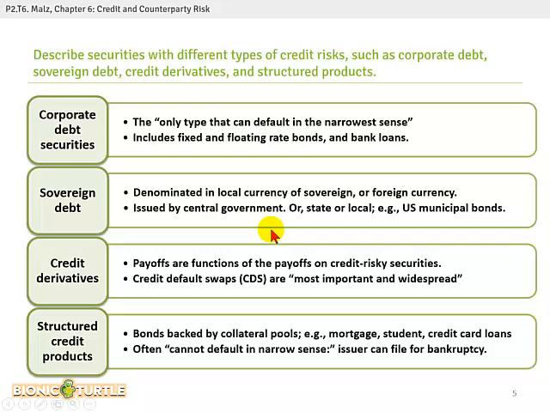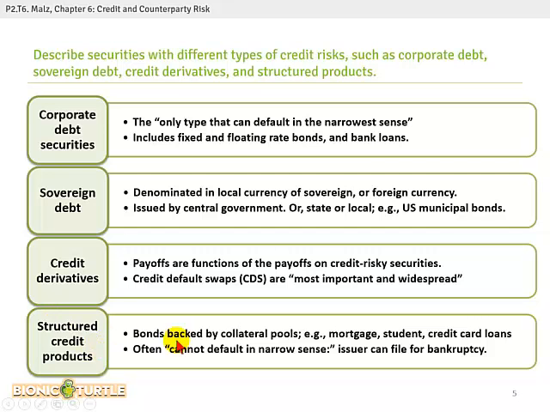As far as the learning outcomes, there are quite a few conceptual or memorization sorts of learning outcomes, including we're asked to describe securities with different types of credit risks. And Malz includes corporate debt securities, which he says are the only type that can default in the narrowest sense of the word. And that includes fixed and floating rate bonds and bank loans. Sovereign debt, credit derivatives, of which he says credit default swaps are the most important and widespread. And then structured credit products.